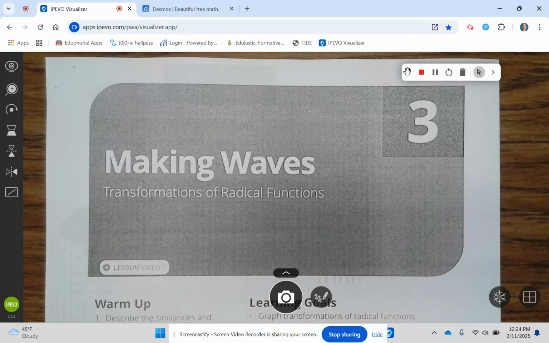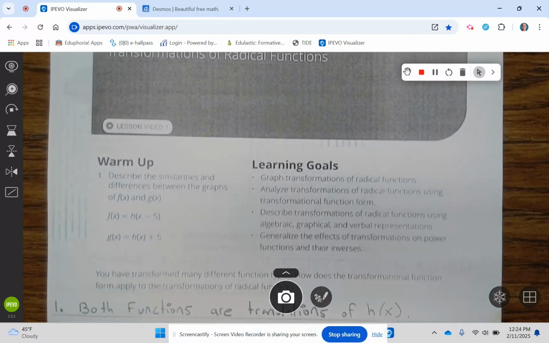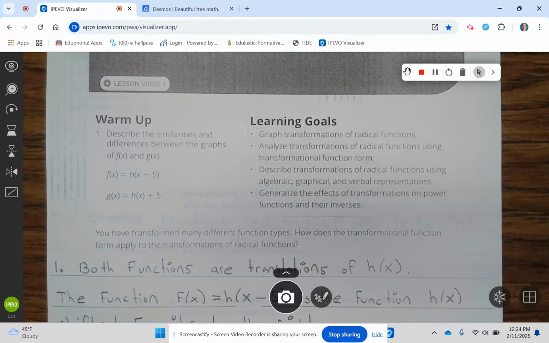Okay, Wildcats, here we're at 3, making waves, transformations of radical functions. Warm up. 1. Describe the similarities and the differences between the graphs of f of x and g of x.